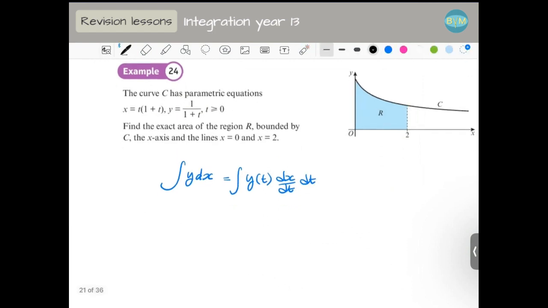We have to find the area, we have the curve. So y is 1 over 1 plus t. And then I have to write dx by dt. I'm going to do it here on the side. And x is, expanding this bracket, t plus t squared. So dx by dt is going to be 1 plus 2t. So I'm going to write here 1 plus 2t dt. And that's what I'm going to integrate.